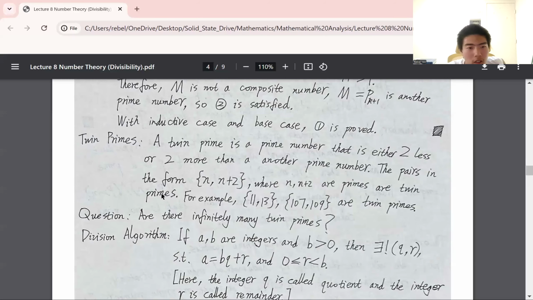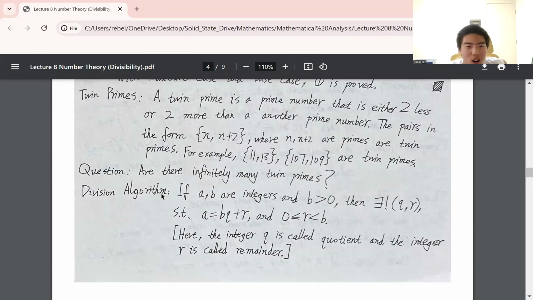Okay, and another concept is called twin primes. So a twin prime is a prime number that is either 2 less or 2 more than another prime number. It's in the form of n and n+2, and both n and n+2 are prime numbers. And combining them together, we say they are twin primes. For example, 11, 13 is a twin prime because both of them are prime and their difference is 2. And the famous one is 3, 5, which is the smallest twin prime by absolute value.